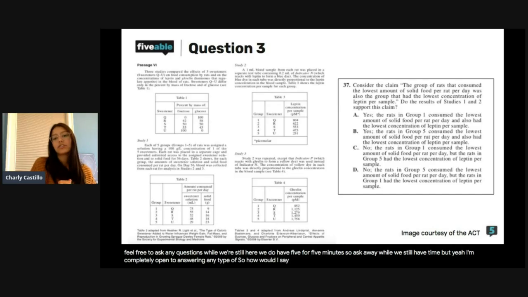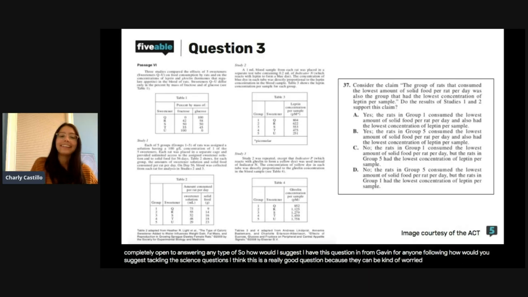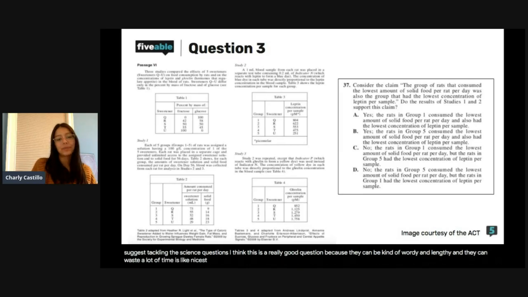So I have this question from Gavin for anyone following: how would you suggest tackling the science questions? I think this is a really good question because they can be kind of wordy and lengthy, and they can waste a lot of time, is the nicest way to put it, because of how wordy and lengthy and complicated some of them can look.